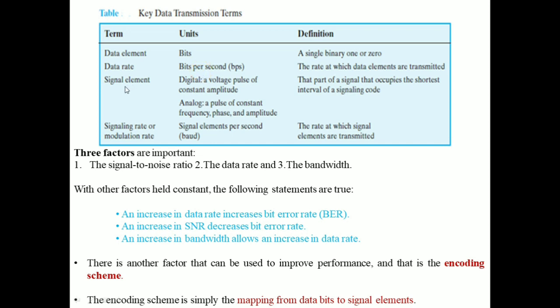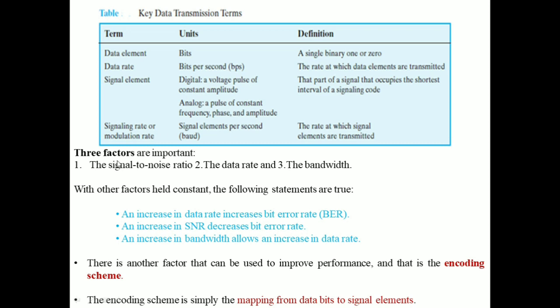The third term is signal element. It is the part of the signal which occupies the shortest interval of a signaling code. For digital data, it is a voltage pulse of constant amplitude, and for analog data, it is a pulse of constant frequency, phase and amplitude. The last terminology is signaling rate or modulation rate. It is the rate at which signal elements are transmitted. The unit is baud rate, which is the number of signal elements per second.